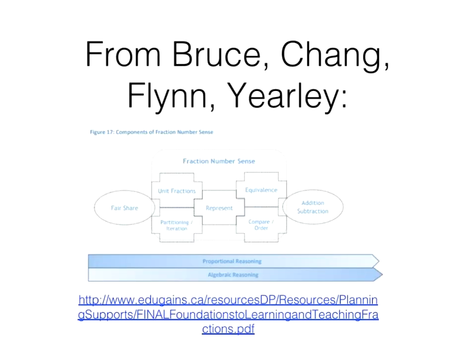Okay, and so here, components of fraction number sense. So we have fair sharing here, unit fractions, which I've talked about, partitioning or iteration, all in the service of representing. We're going to eventually start talking about equivalence, comparing, and ordering. Now we come through this entire landscape, we can talk about adding and subtracting. So it's a whole lot more than just a procedure of finding a common denominator. And you can read that paper.